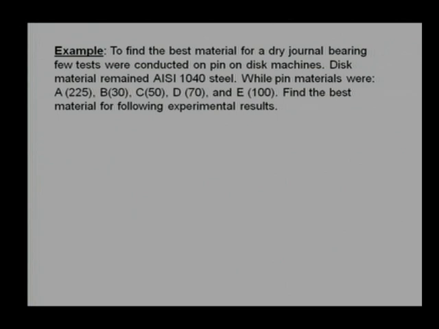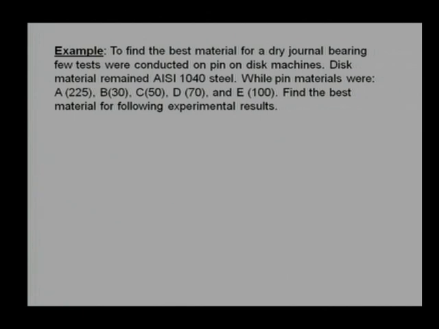To give some exposure to the experimental data, let's take one example. In this example, what we are aiming to find is the best material for a dry journal bearing, assuming there is no lubrication, or if there is a lubrication, that is by the material on its own.